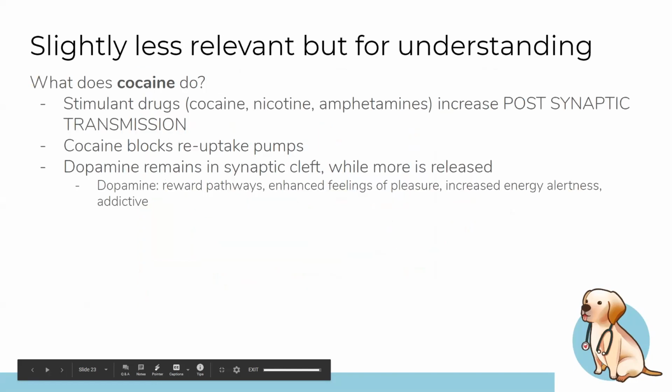Okay, so a quick look at cocaine. Stimulant drugs like cocaine, nicotine, and amphetamines increase postsynaptic transmission. What they do is block reuptake pumps, so dopamine remains in the synaptic cleft, which means more is released. Dopamine goes through a reward pathway, so it enhances feelings of pleasure and increased energy and alertness, and it's addictive.